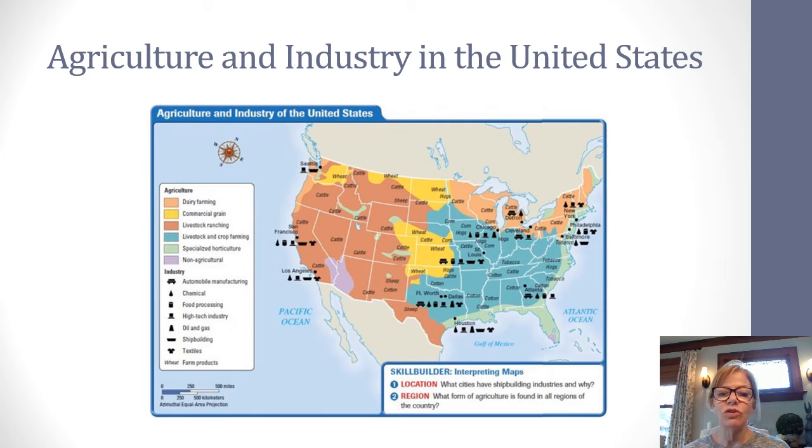Okay, so agriculture and industry in the United States, this map shows some of that. The color coded is agriculture. So out here in this color, there's dairy farming, right? You can see that color there. Where it's yellow, there you get commercial grain, livestock, where it's more the burnt orange color. So here, dairy farming is that, which I didn't know there was dairy farming there. But anyway, and then you get livestock and crop here. And then in this area here, specialized agriculture. So just a lot of them.